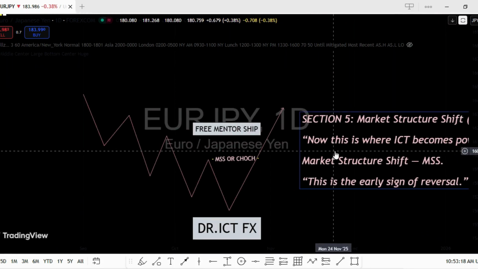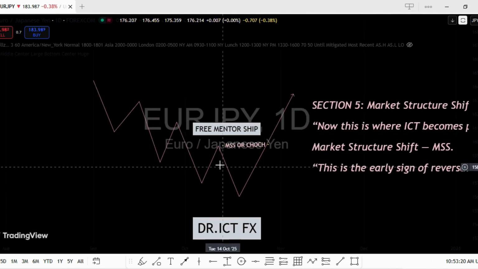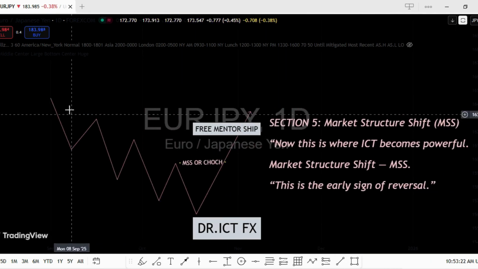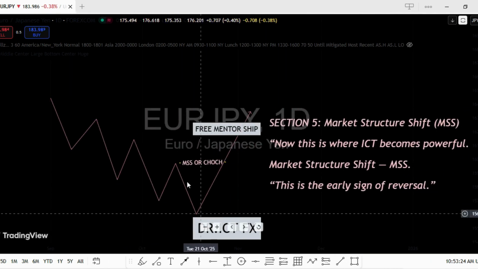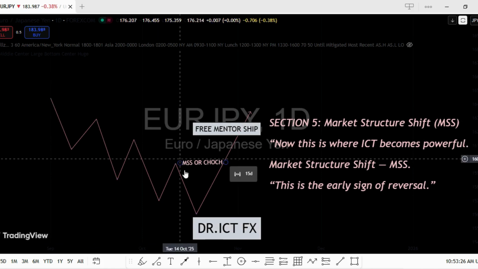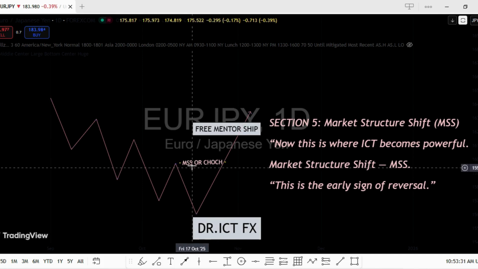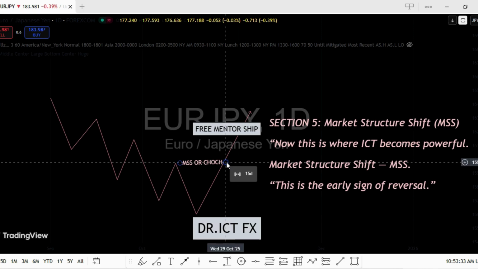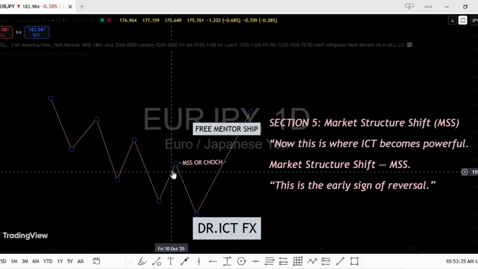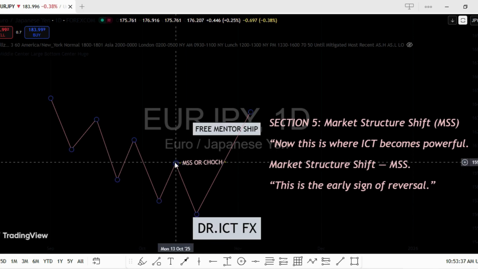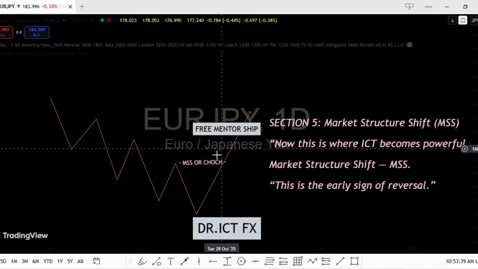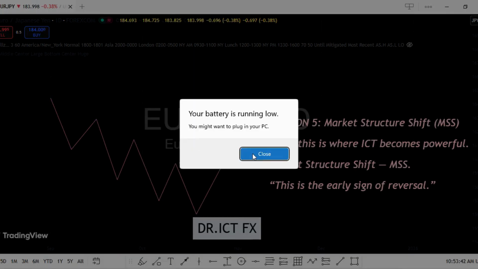So for the downtrend, this is the downtrend. I've already shown you how a downtrend looks. So what do I mean by shifting market structure? When I break above this lower high, that means above here.